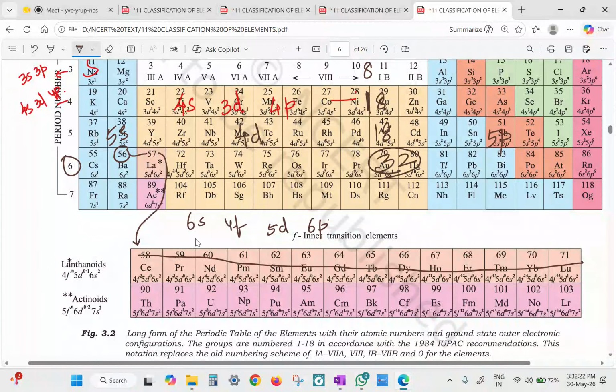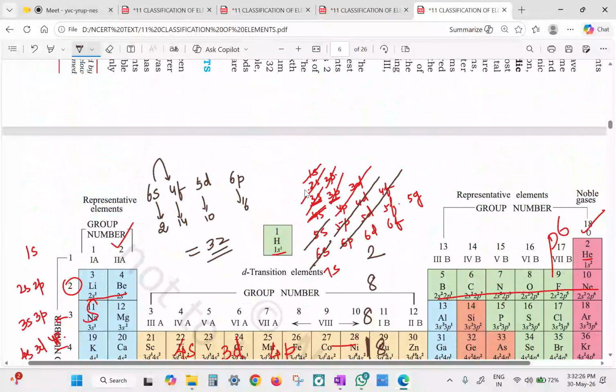A period will start with S and will end at P. In between, in this picture, whatever orbitals are present will be filled up. So if I want to start at 6s and finish at 6p, I have to pass through 4f and 5d. So the order of filling will be 6s, 4f, 5d and 6p. Are we clear? Yes, yes.